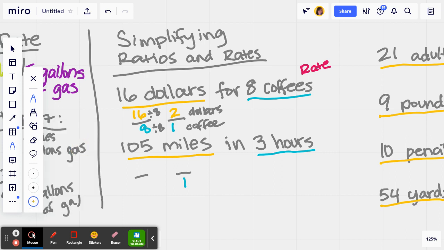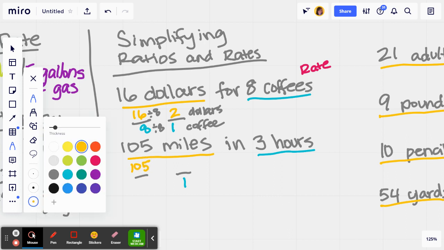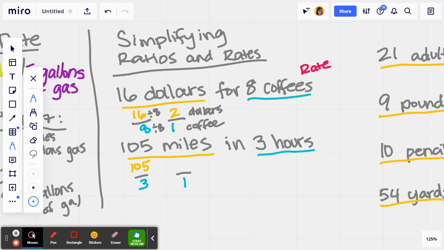Okay, so we're starting with 105 miles and we're starting with 3 hours. So how did we get from 3 to 1? We divided by 3. Whatever we do to the bottom, we've got to do to the top. 105 divided by 3 is 35. And so what that tells us is we can go 35 miles in 1 hour.